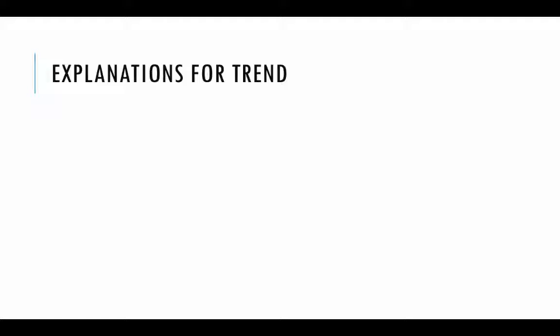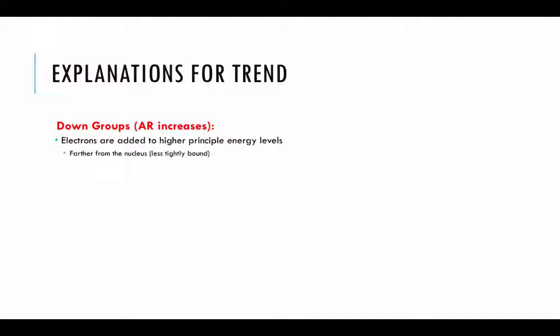So let's look at the structural reasons for this trend. As we go down a group, we're adding electrons to higher and higher principal energy levels. Therefore, electrons are getting further from the nucleus. They're then less tightly bound. This causes the atom to expand as we go down a group. Going across a period, on the other hand, we're increasing the nuclear charge since we're increasing the number of protons as we go from left to right across the period.